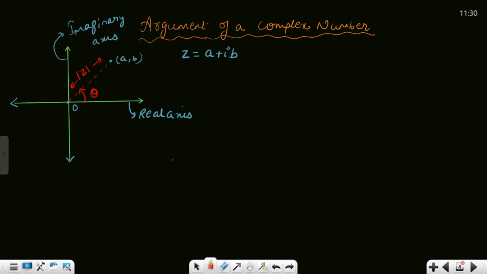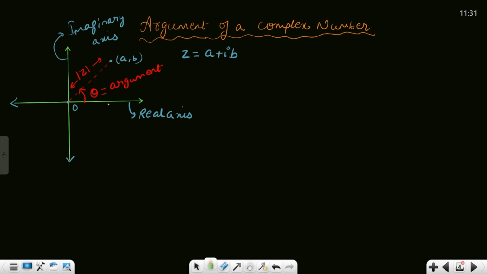So what is this angle theta? The angle made from the positive real axis to the line segment joining the origin to that plotted complex number, or we can say to that complex point, is called our argument. This theta is known as the argument of this complex number z equals a plus iota b. Now the important thing is that this argument can be infinite.